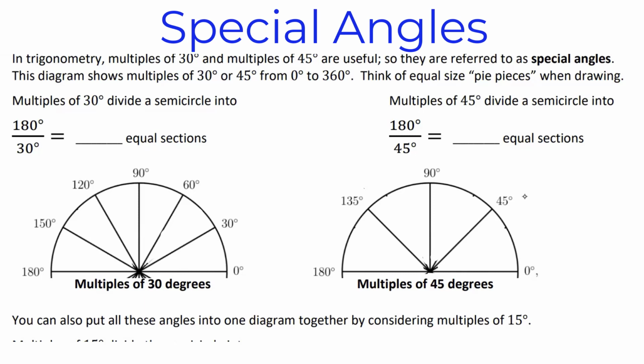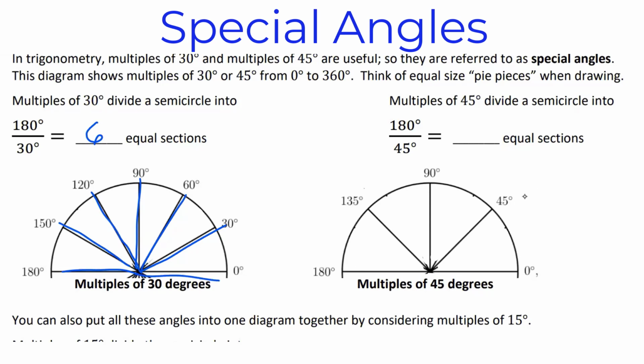If you divide that half of a circle, 180 degrees, by 30 degrees, how many equal sections does that make? Six equal sections, right? We have the 3 that are to the right of 90 degrees, 3 equal pie pieces, and then the 3 on the left side of 90 degrees, 6 equal sections.